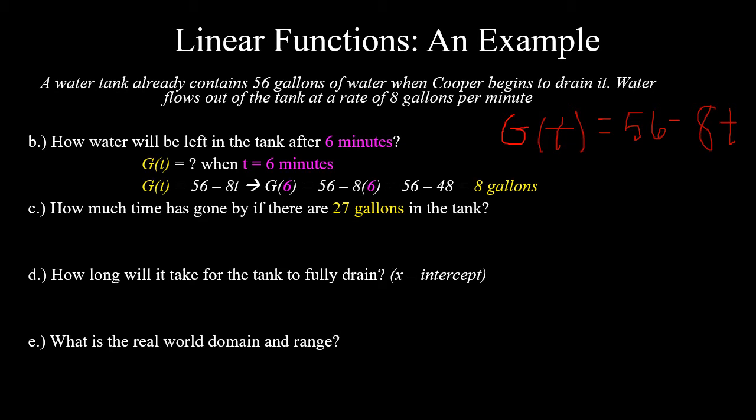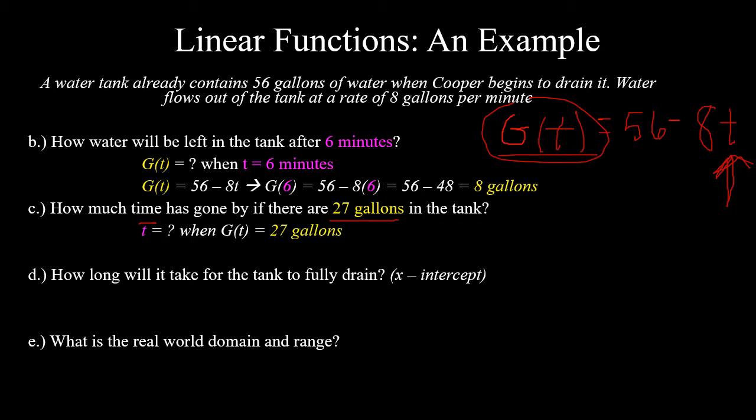All right. Let's look at letter C. How much time has gone by if there are 27 gallons in the tank? So now we're sort of doing the opposite. We're given the output, we're given g of t, and we're being asked to find the time. We're being asked to find t. So we're going to plug in 27 for g of t, and we're going to solve for t.